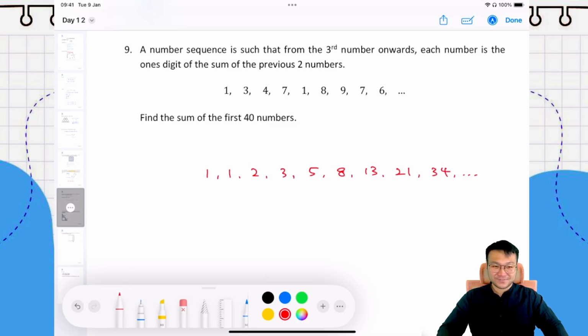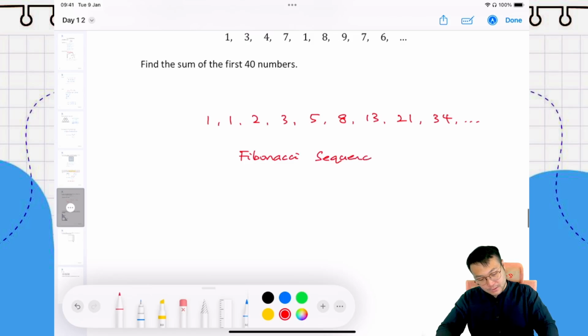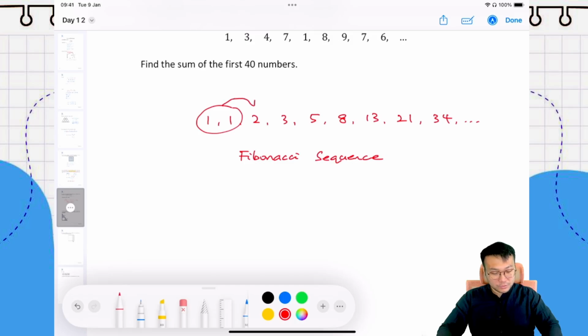Anyone knows? Very good, Brian. Okay, this is called the Fibonacci sequence. It's a very famous number pattern, okay? How do you get the Fibonacci sequence? You start with 1 and 1, then you take 1 plus 1 equals to 2. Then you take 1 plus 2 equals to 3. Then you take 2 plus 3 equal to 5. So you keep on adding the previous numbers in order to get the next number.